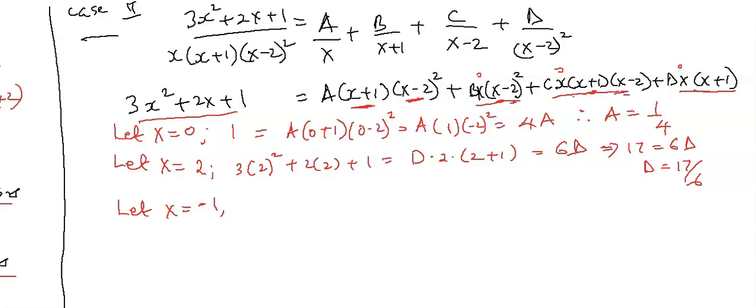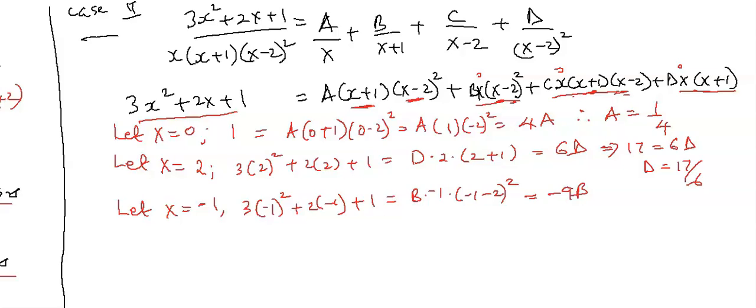And we shall be left with b. So we shall have on the left 3 times negative 1 squared plus 2 times negative 1 plus 1. On the right, b will be b times negative 1 times (negative 1 - 2) squared. And this will be negative 3 squared, which is 9, so negative 9b.